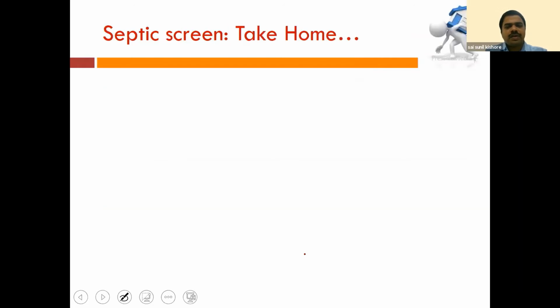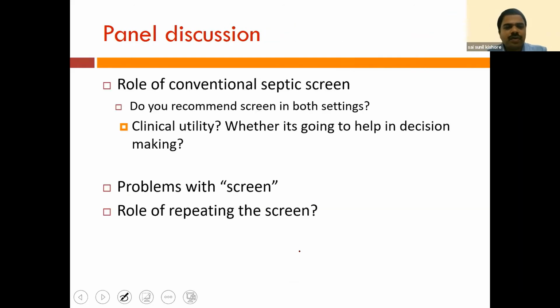Now we have discussed the role of the conventional septic screen. In the previous case which we discussed, as I was telling, the decision is already made. You need to start antibiotics because it is a symptomatic baby. So really there's no significant role of the septic screen in those situations.